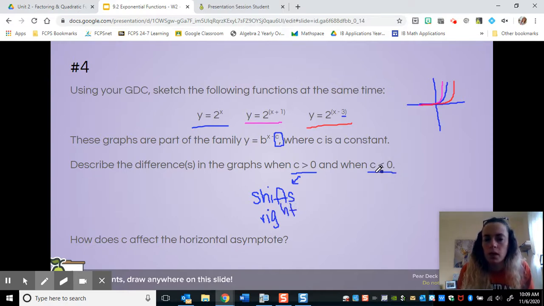Versus when c is less than 0. So what that means is with this graph, I could rewrite that as x minus a negative 1. That's what they're talking about, that c is less than 0, because now this value is negative. So we're looking at this pink graph, and you can tell that it's been shifted to the left by 1. So anytime c is less than 0, it shifts to the left.